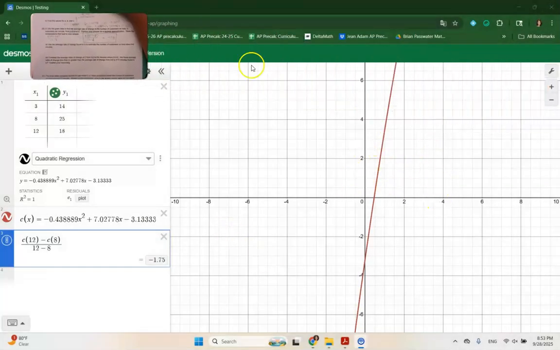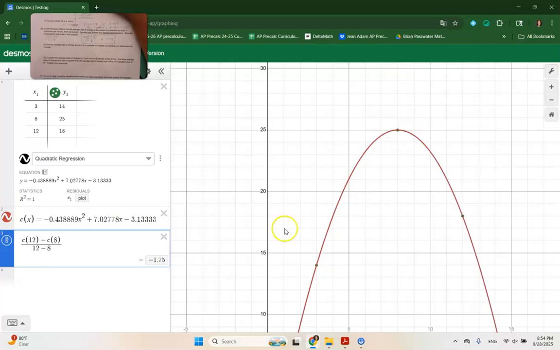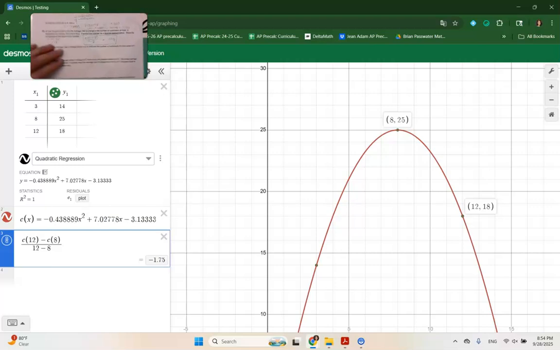Why does it look weird? Because I don't see the whole thing. Remember this button right here? Zoom fit. If I click it, everything looks really nice. So we were finding the slope of a line between T equal to 8 and T equal to 12. A straight line was drawn between those two. And what was the slope of the line again? It was negative 1.75. Okay, I'm going to draw that on my paper here.